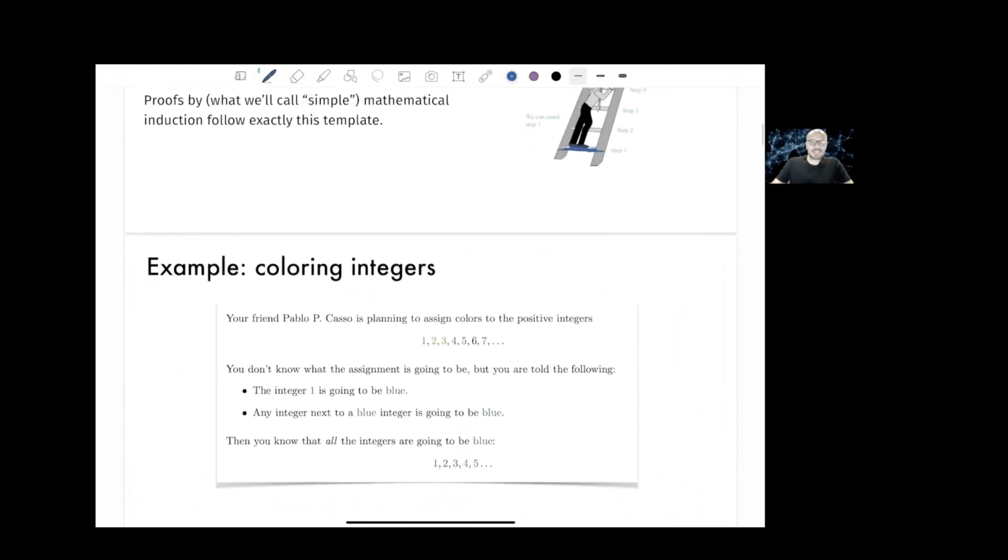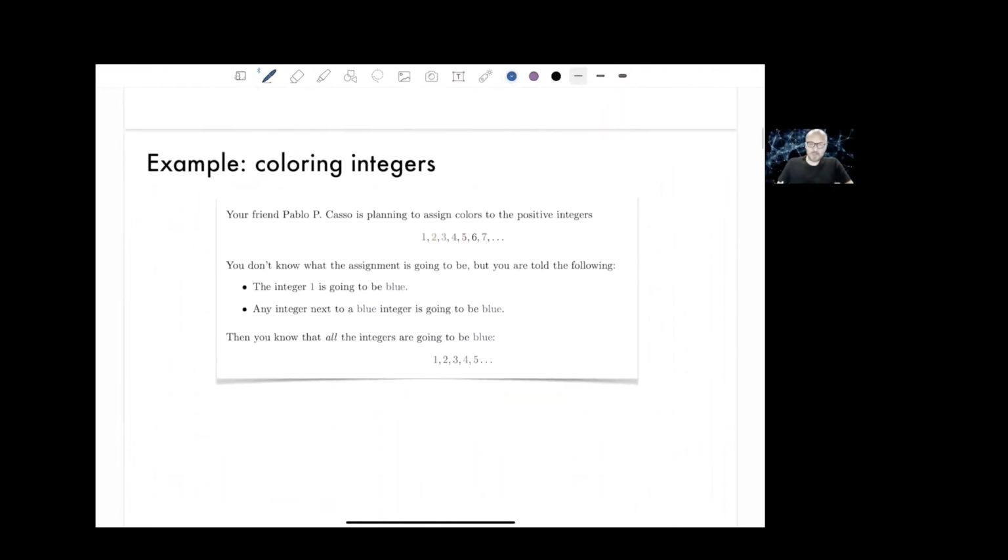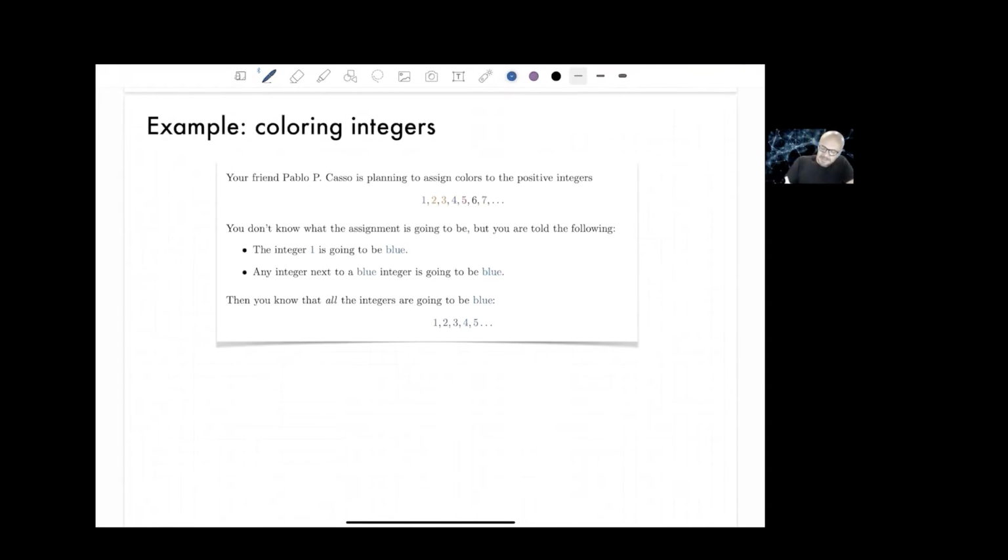Okay, so here's another example, just to make sure that we're all on the same page. So you have a friend, his name is Pablo, and for whatever reason, he wants to color the integers. So you have 1, 2, 3, 4, 5, an infinite set of integers. So he starts coloring those integers. Now, you don't know what the coloring will be. Any integer can receive some kind of coloring, so you don't know what is in Pablo's mind. However, you're told that the first integer is for sure going to be blue. That's one piece of information that you're told, like a clue.